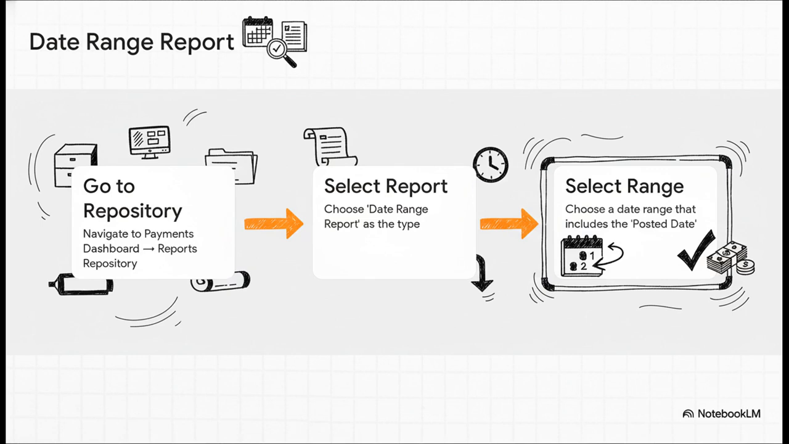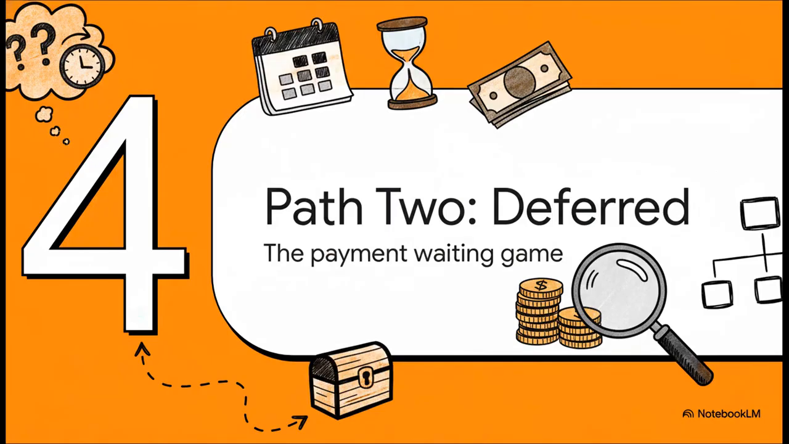You generate a custom report, and you just make sure the date range you pick includes that all-important posted date. If you do that, I guarantee your payment will be right there. Okay, but what if the status isn't released? Let's talk about Path 2, deferred payments.